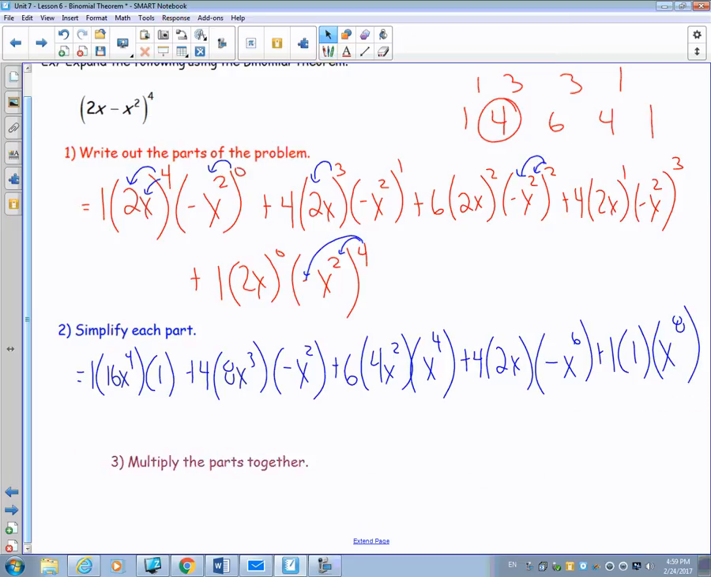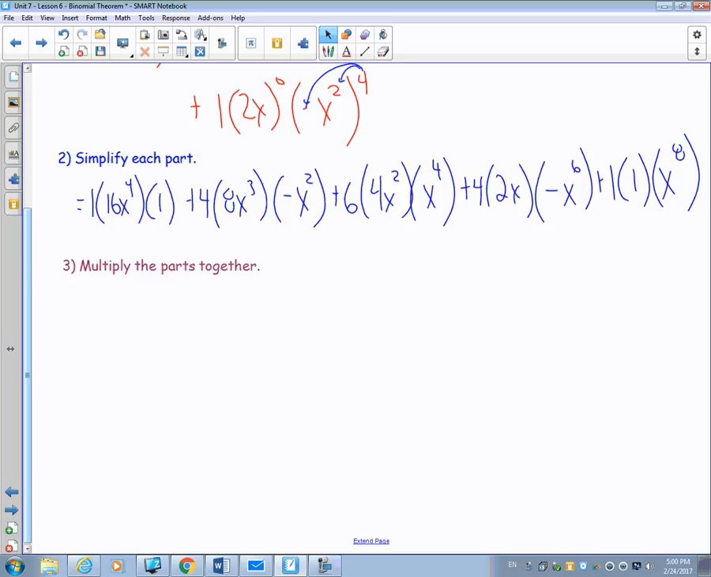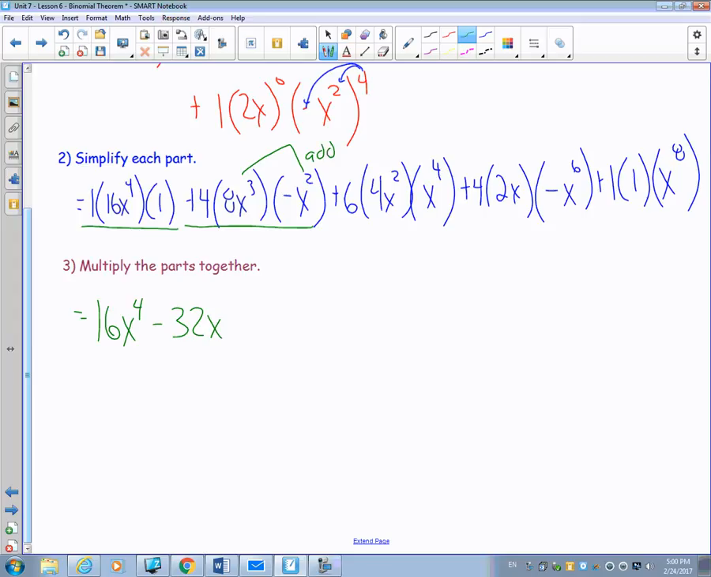Number 3, let's multiply the parts together. So what are we going to get? Multiply all this together, we get 16x to the 4. Multiply all this together, minus 32x. We need to add our exponents. Bases are multiplying, add exponents. Okay, multiply next part. 24x to the 6. Next part, minus 8x to the 7. Next part, plus x to the 8. And there's that binomial expanded without ever thinking or talking about the word FOIL.